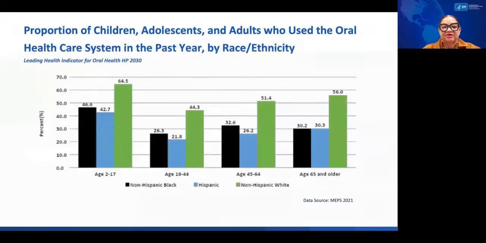Next slide, please. So this particular objective comes from the Medical Expenditure Panel Survey, and it's the leading health indicator for oral health. And with this, it's really the proportion of children and adolescents and adults who have used the oral health care system in the past year, focusing by race, ethnicity. And really the big thing here is when you look at by age group, you definitely can see some differences in the patterns, but then also you can see the difference in the utilization by race, ethnicity as well. Next slide.